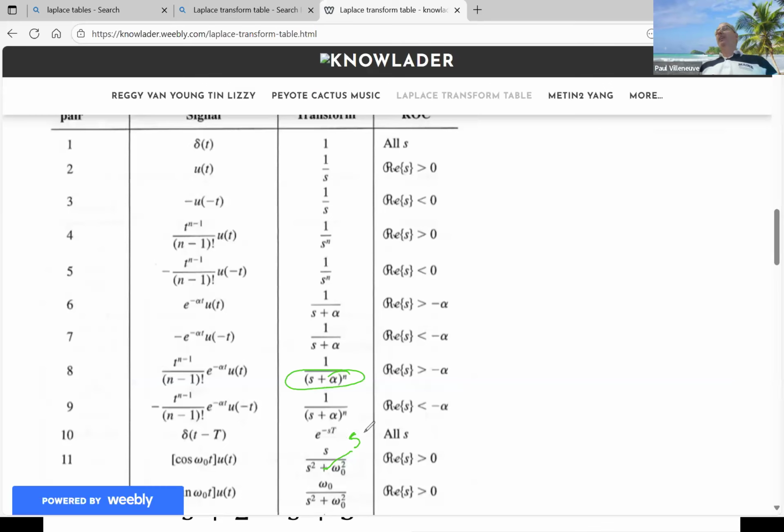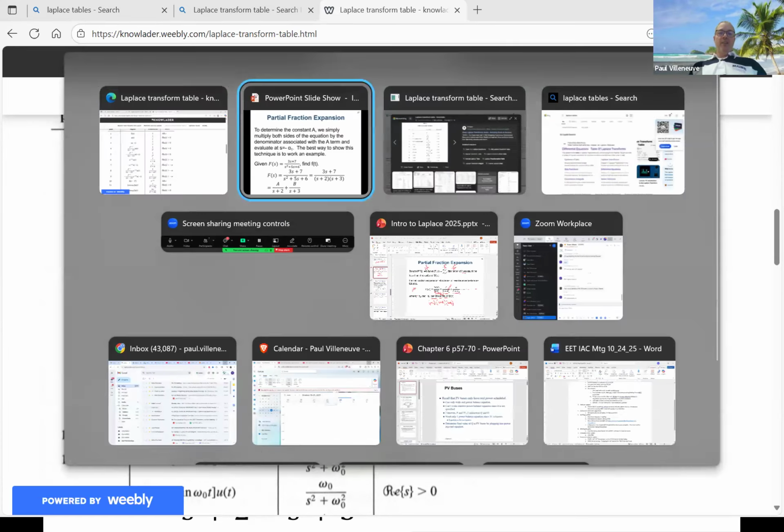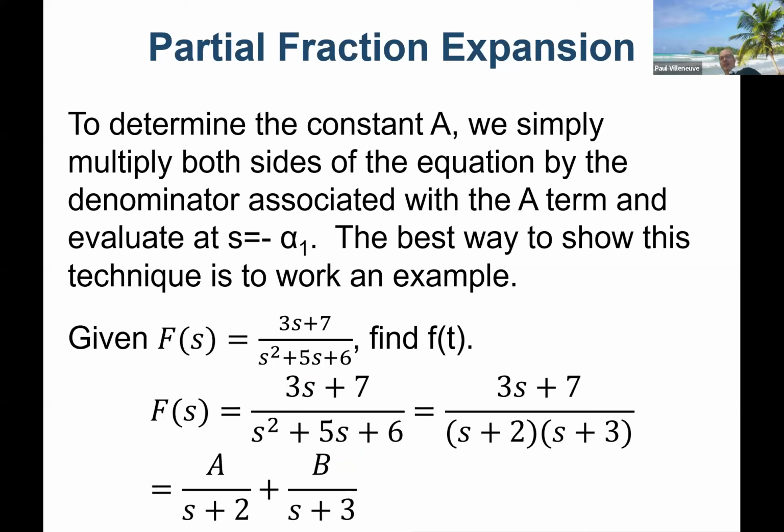Is there any Laplace table transform that the function already looks like? So you don't do partial fraction expansion if it already looks like the table. If it doesn't look like the table, you've got to do some partial fraction expansion. So let's go ahead and do that here. So we're going to go ahead and take those down into just getting the roots.